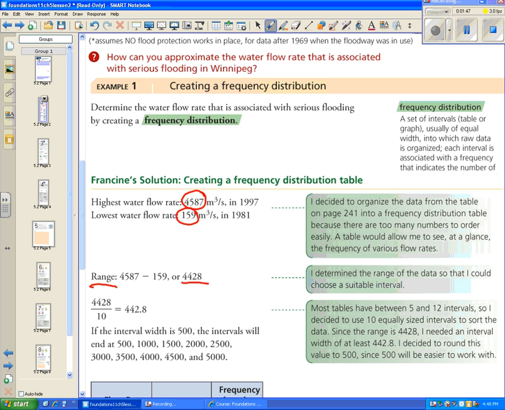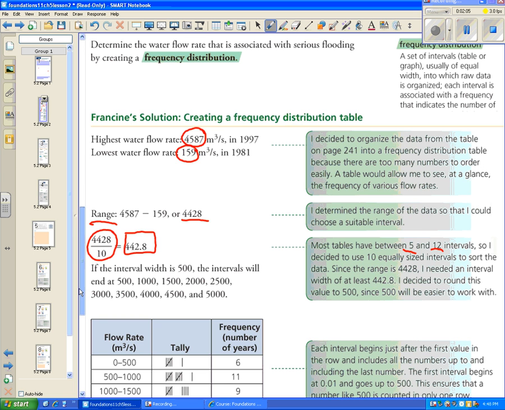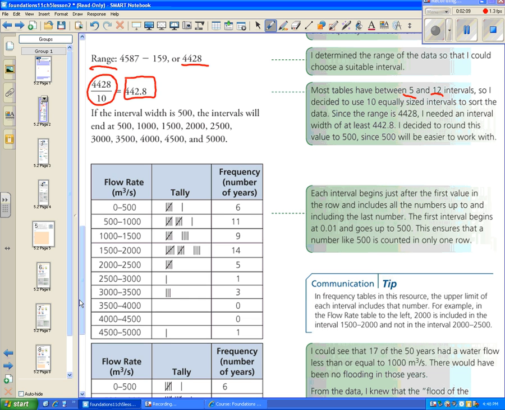Now usually frequency distribution tables have between 5 and 12 intervals. So here Francine chose to do 10 intervals because 4,428 divided by 10 is an interval that's pretty close to a nice round number, 500. So if the interval width is 500, the intervals will end at 500, 1,000, 1,500, 2,000, 2,500, 3,000, 3,500, 4,000, 4,500, and 5,000.